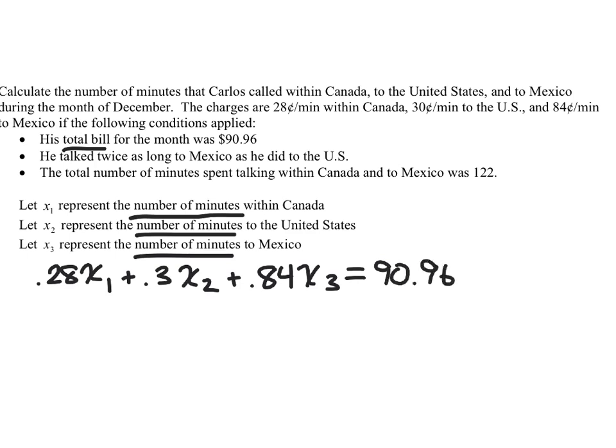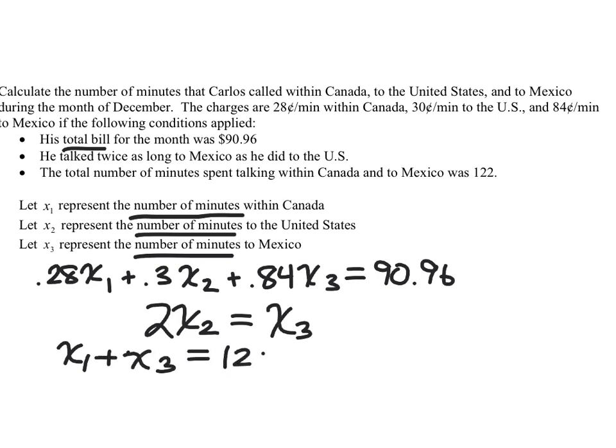He talked twice as long to Mexico as he did to the US. All right, so x2. Okay, so whatever the amount of time for US was, it was double that for Mexico, so double the US and you get Mexico. The total number of minutes spent talking with Canada, which is x1, and Mexico, which is x3, would be 122.